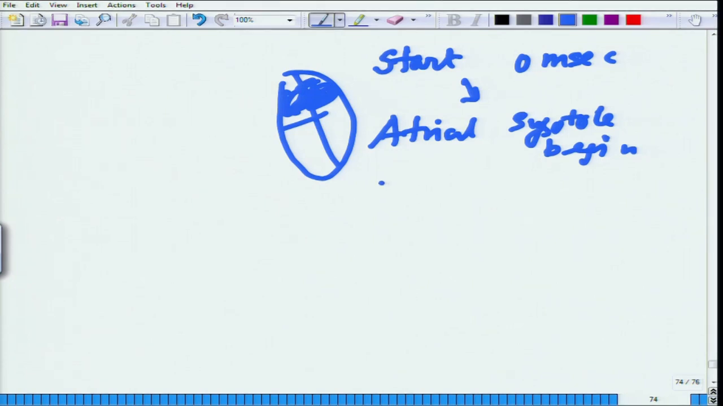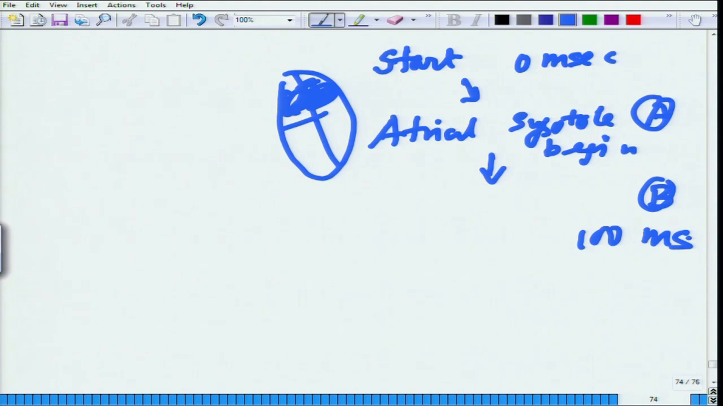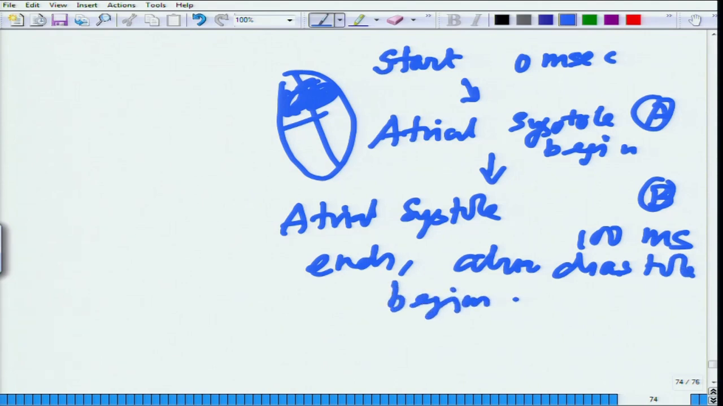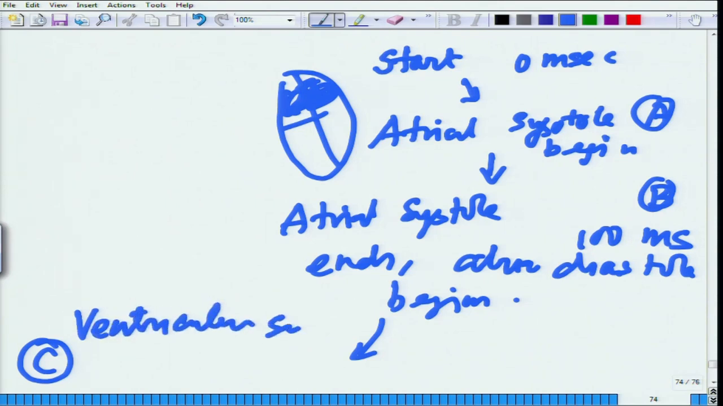Okay, then phase B. So, if this is A, then at stage B, around 100 milliseconds, atrial systole ends and atrial diastole begins. This is phase 2. And phase 3 is C, when ventricular systole begins. That is phase 1.